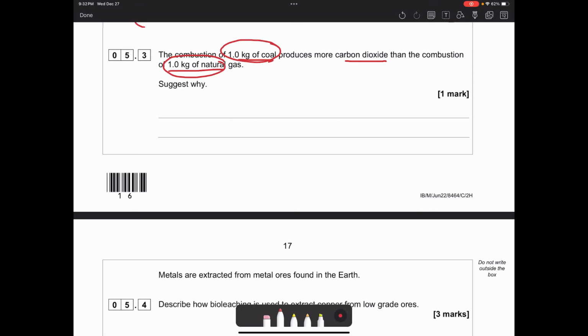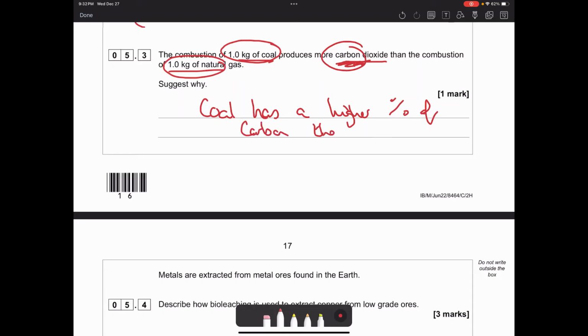Well, it probably just has higher amounts of carbon. Because if you have more carbon, you have more carbon dioxide. Coal has a higher percentage of carbon than natural gas.